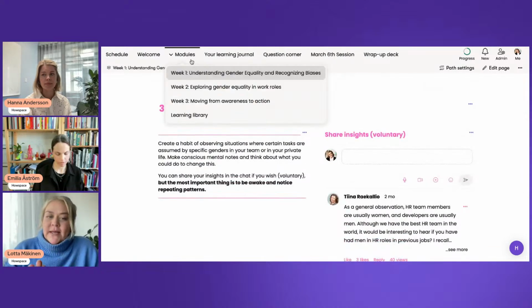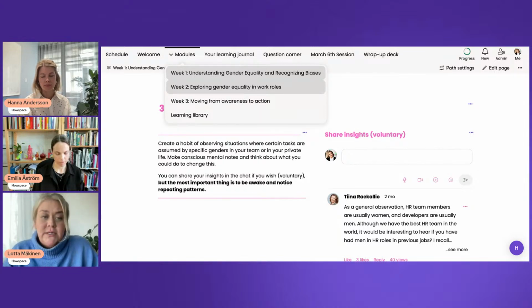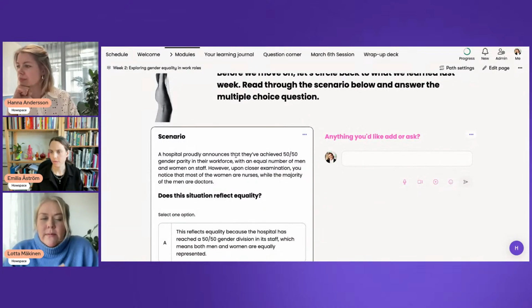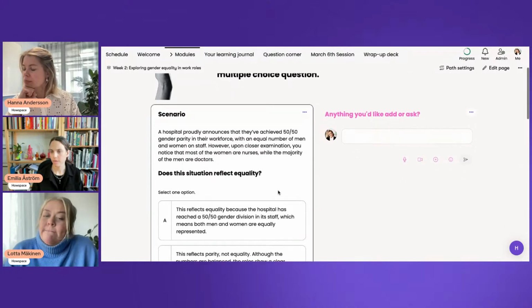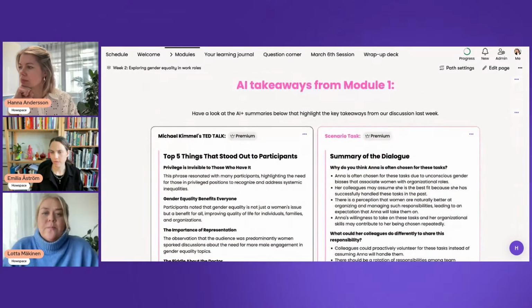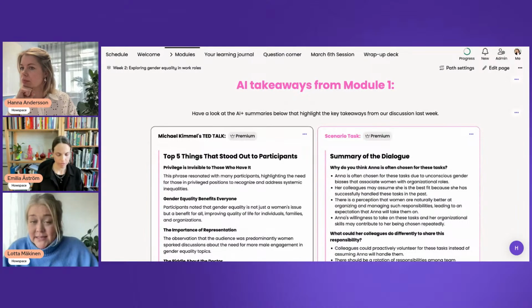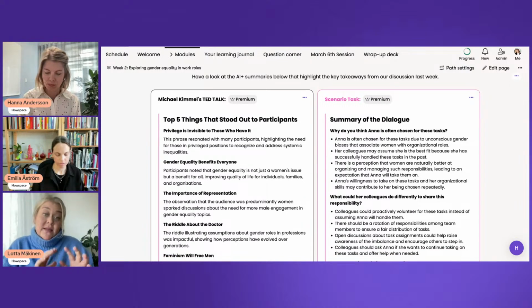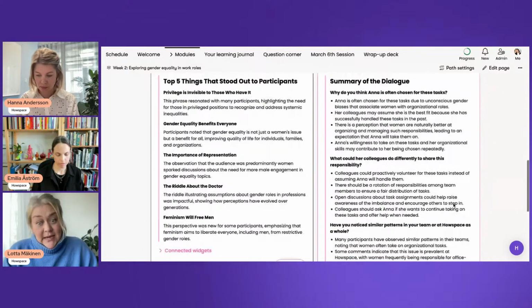And then, of course, because we wanted it to be easy for sense-making purposes as well, we used a lot of AI to make sense, not just for us as facilitators, but also for other learners during the course. So the week 2 and 3 modules started with a timeout task, which was just a quick test of, can we remember what we talked about last week? But then also AI takeaways. So bringing us back to, hey, this was the collective discussion we had. We had the top things that stood out to participants regarding the topic in general and the video, but also a summary of the scenario task.